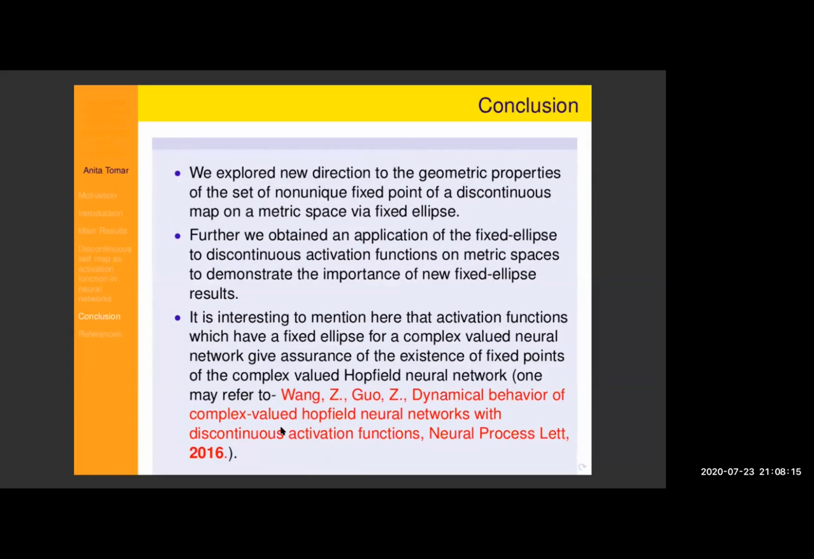So I conclude by saying that we have explored a new direction to the geometric properties of the set of non-unique fixed points of a discontinuous map via fixed ellipse. Also, we have obtained the application of fixed ellipse to discontinuous activation functions on metric spaces. It is interesting to mention here that activation functions which have the fixed ellipse for a complex valued neural network give assurance of the existence of fixed points of the complex valued neural network. So for detail, one may refer to this paper.